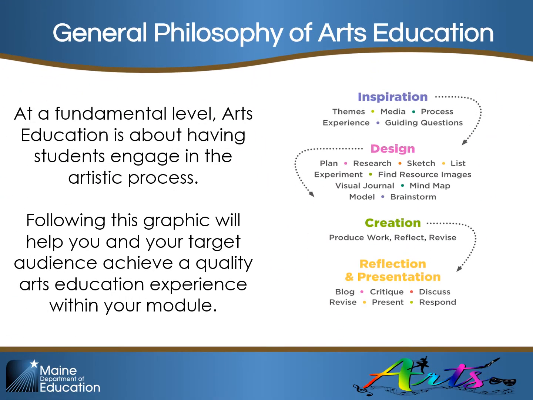At a fundamental level, arts education is about having students engage in the artistic process. The graphic on this slide outlines that artistic process in the four major steps that students engage in. They start with the inspiration stage, where they study themes, the media, process, experience, and any guiding questions that may be connected to the lesson or the module.